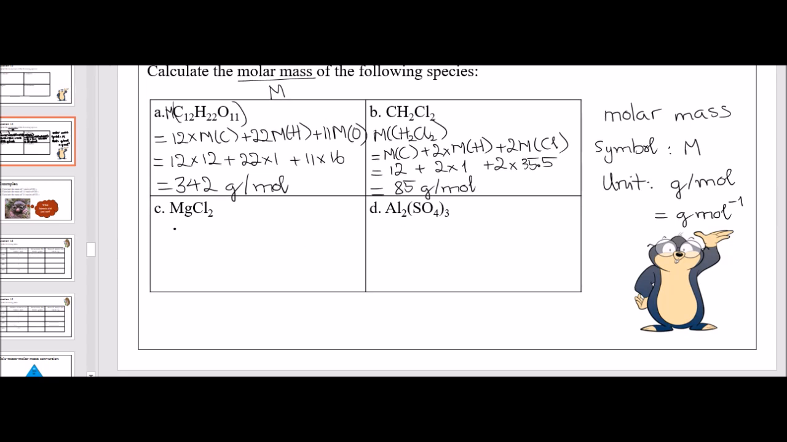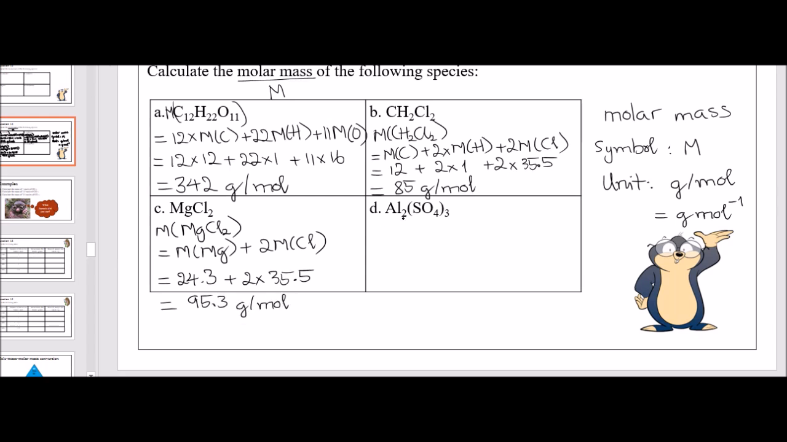So this one, I think I will have enough room definitely because I can use the space underneath. So you need the molar mass of magnesium followed by twice the molar mass of chlorine. So that will be 24.3 for magnesium and 2 times 35.5. 35.5 is the molar mass of chlorine. So you have that, which is 95.3 gram per mole.